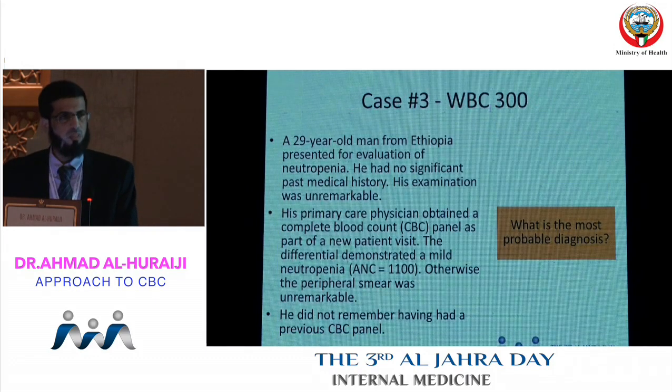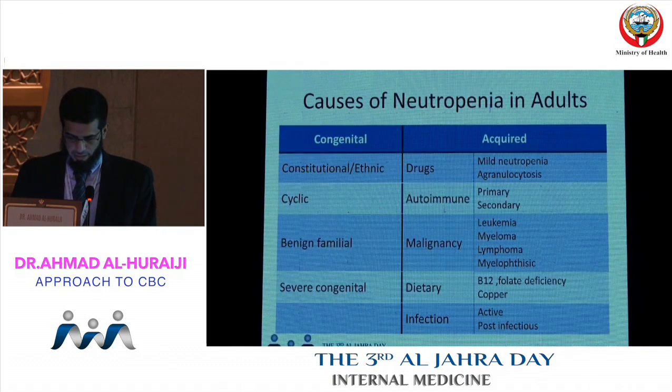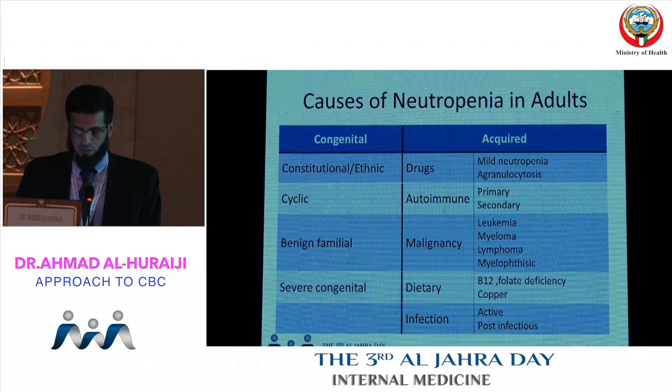So the probable diagnosis: this is a patient we commonly see with isolated neutropenia, and the etiology ranges from a self-limited disease to a life-threatening condition. The causes of neutropenia include either congenital or acquired: constitutional, cyclic, benign familial, or severe congenital neutropenia.